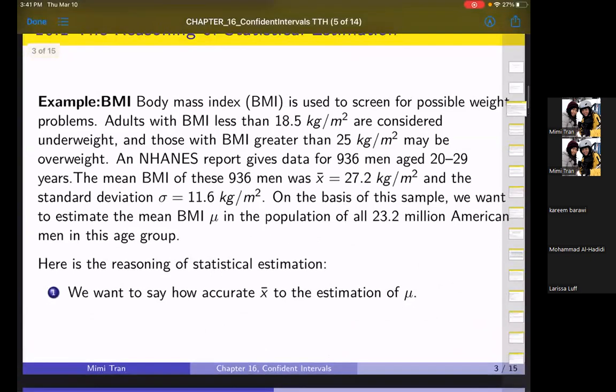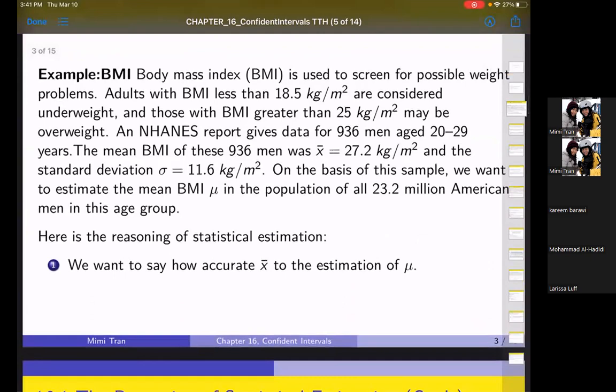All right. BMI is the body mass index. You calculate BMI by taking your weight in kilograms and dividing by the square of your height in meters. That's why the unit is kilograms per meter squared. If your BMI is less than 18.5, you are considered underweight. If you are over 25 kilograms per meter squared, you may be a little bit overweight.